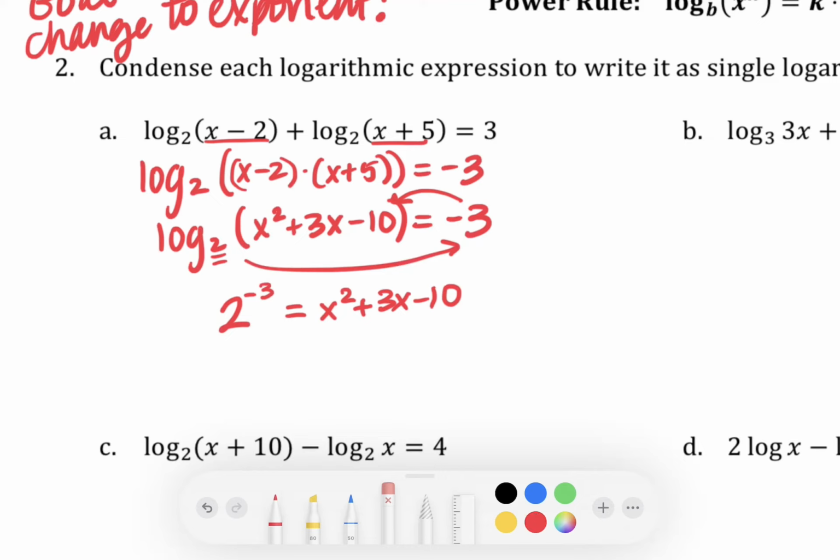Oops, I think I actually added that negative in there. It should just be positive 3. Whew, that makes it so much nicer. Okay, so from here, we just need to solve this out. 2 cubed is 8.